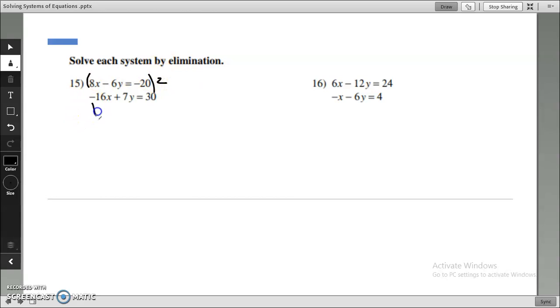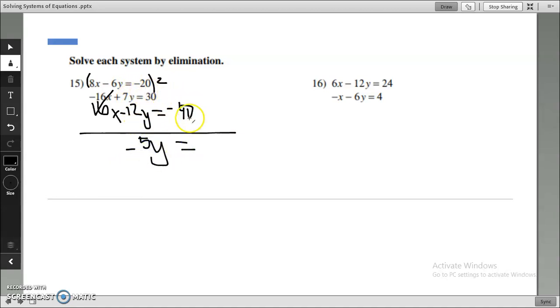So I'm going to multiply this whole top thing, it has to be everything, by 2. That's going to give me 16x minus 12y equals negative 40. So now my x value has been eliminated, and I can add these. So 7y minus 12y gives me negative 5y equals 30 minus 40, which gives me negative 10. So y, oh sorry, divide by negative 5. I apologize, going a little too fast. So y is equal to 2.